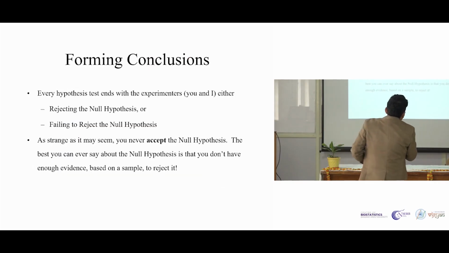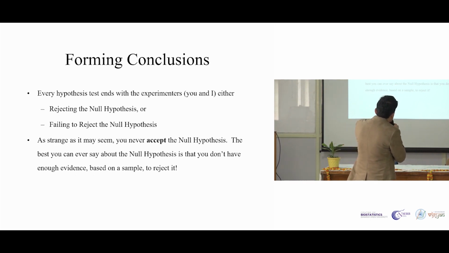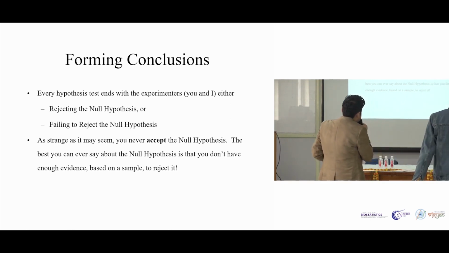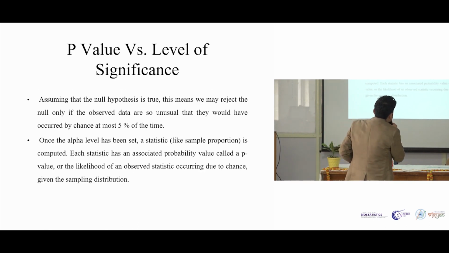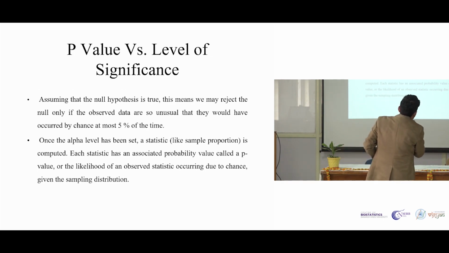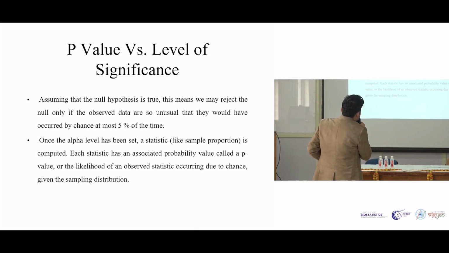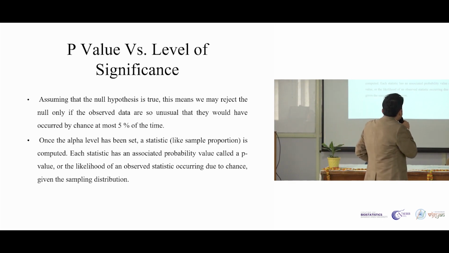So every hypothesis test ends with us either rejecting the null hypothesis or failing to reject the null hypothesis. As strange as it may seem, we never accept a null hypothesis. P-value versus level of significance. Assuming that the null hypothesis is true, we may reject the null only if the observed data are so unusual that they would have occurred by chance at most 5% of the time.